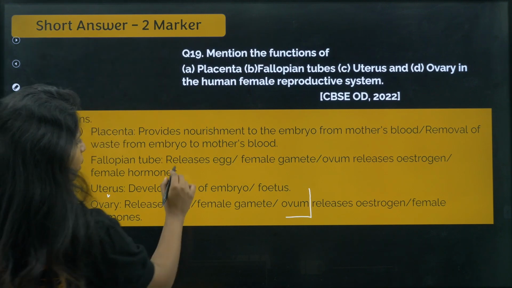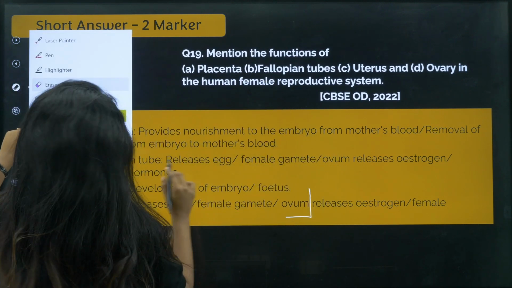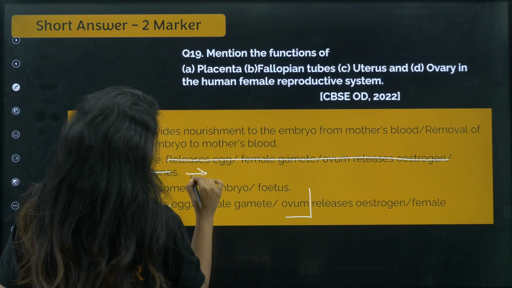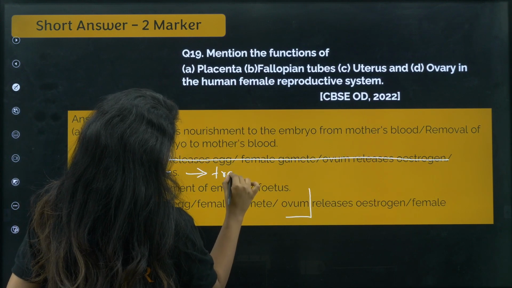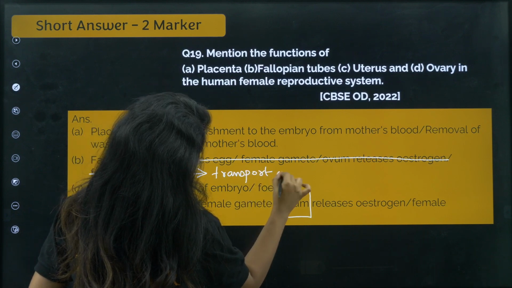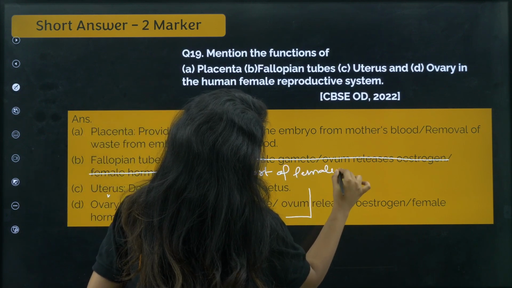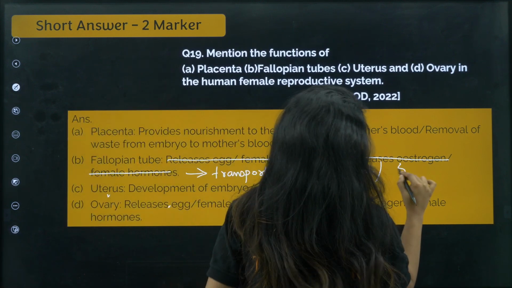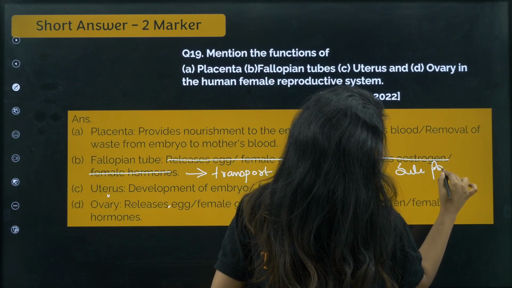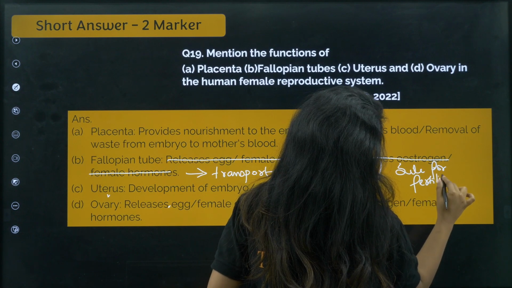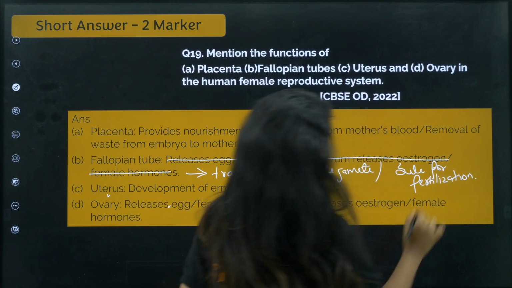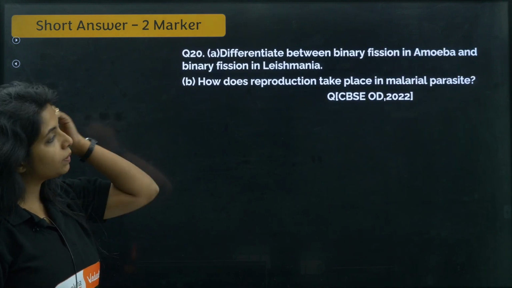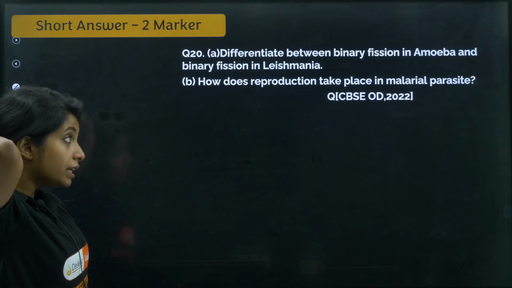Now over here the fallopian tube, I don't know why it is written like this. I'll tell you the function. The function of the fallopian tube, my dear children, is to transport the female gamete, as well as being the site of fertilization. Cool, works. Chalo, next. Differentiate between binary fission in amoeba and binary fission in leishmania.